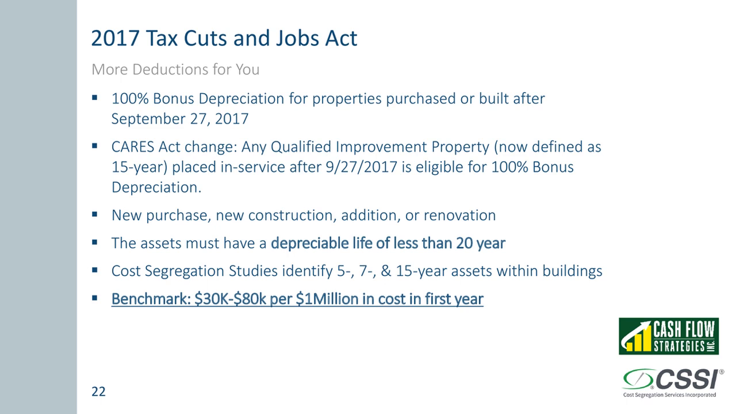Let me talk a little bit about the 2017 Tax Cuts and Jobs Act. Like I said, they gave us bonus depreciation, which means all the 5, 7, and 15-year property can be depreciated 100% in the first year. We mentioned the CARES Act change. This has to do with new purchase, new construction, addition, or renovation. The assets have to have a depreciable life of less than 20 years. So we identify all of those and provide them with a cost savings of $30,000 to $80,000 per million of building value in the first year after the Tax Cuts and Jobs Act.